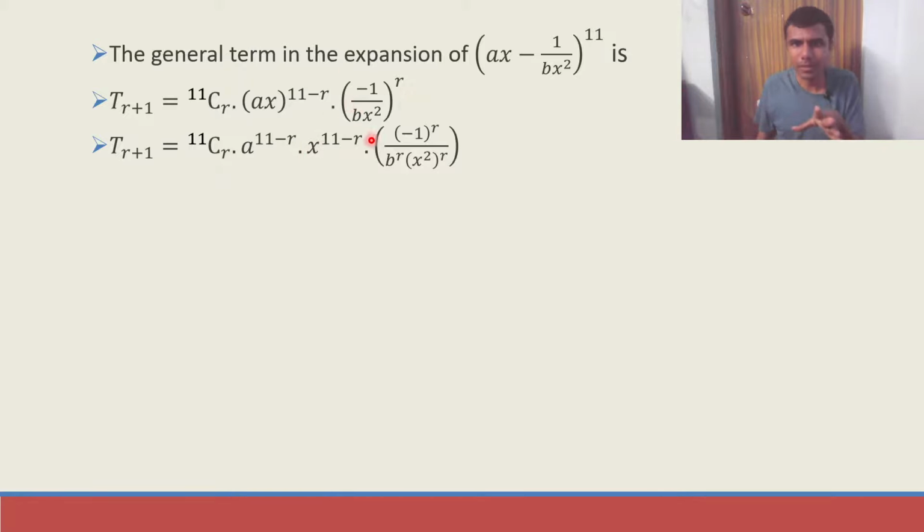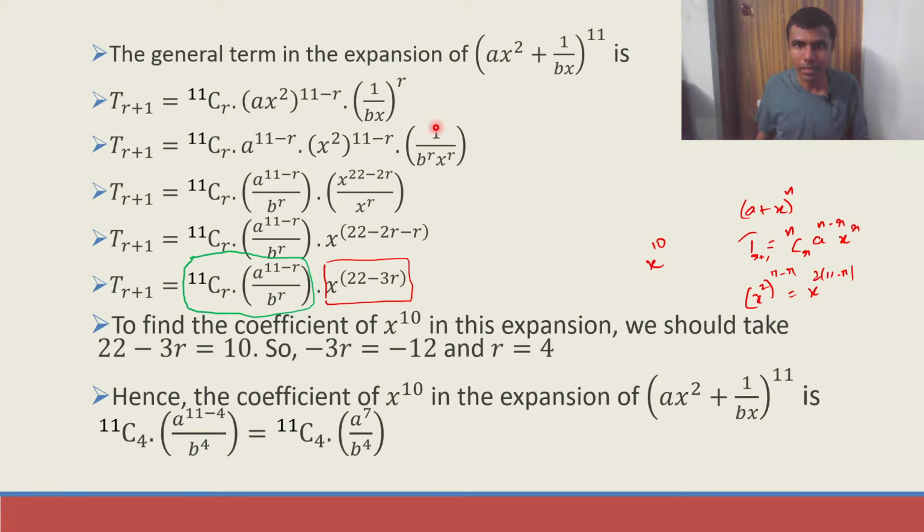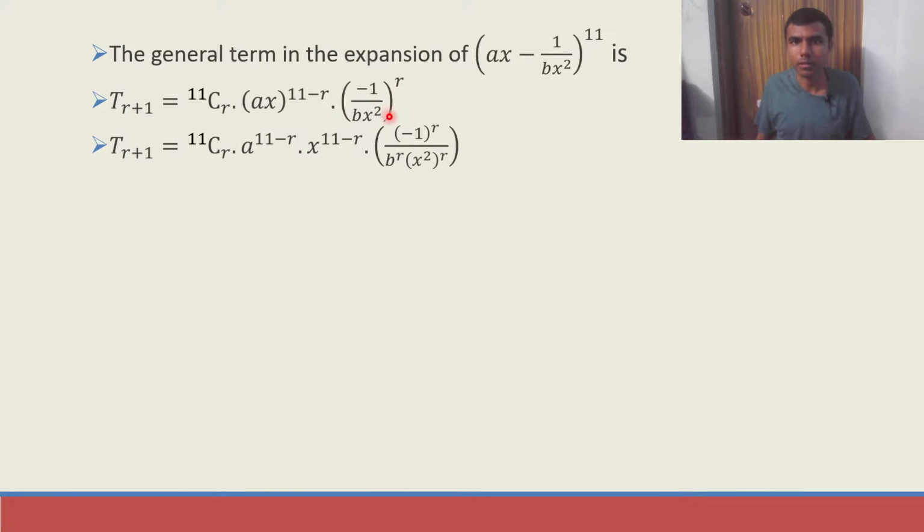When we come to this one, here I get (-1)^r by b^r into (x^2)^r. So power r came to all three terms. Okay, (-1)^r needs to be considered. In the previous sum, if you see, there was 1^r. 1^r is 1, so you did not have to specify that. But here it is (-1)^r, which needs to be specified.